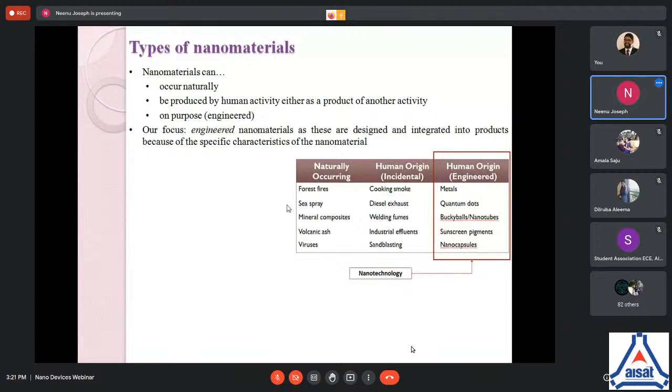These are the examples. Naturally occurring: forest fires, sea spray, mineral composites. Naturally occurring of human origin: cooking smoke, welding fumes, industrial effluents, sand dusting. These are the human origin related nanomaterials. And the third type, engineered: metals, quantum dots, buckyballs or nanotubes, sunscreen pigments, nanocapsules, etc.